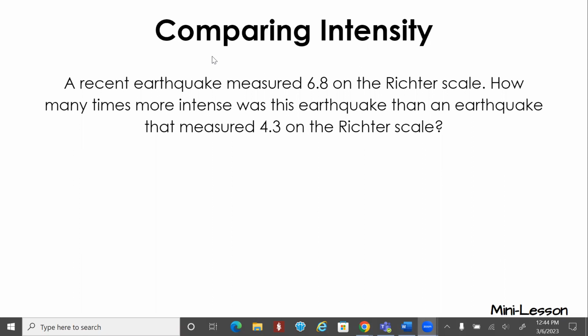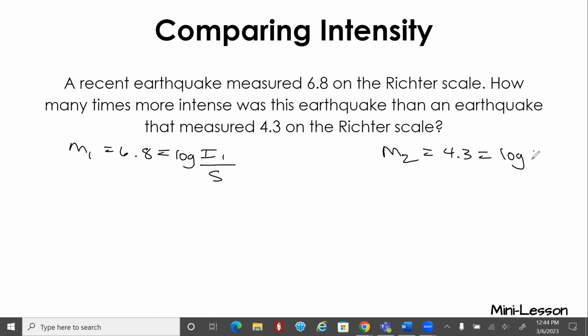So they told us that the first one is 6.8, and that's equal to log of intensity 1 divided by the standard. M sub 2 is going to be equal to 4.3, which is going to be the log of intensity 2 divided by the standard. Okay, on this next one, we want to find the difference between the intensities. So that's going to be M sub 1 minus M sub 2, and that's going to be 6.8 minus 4.3.